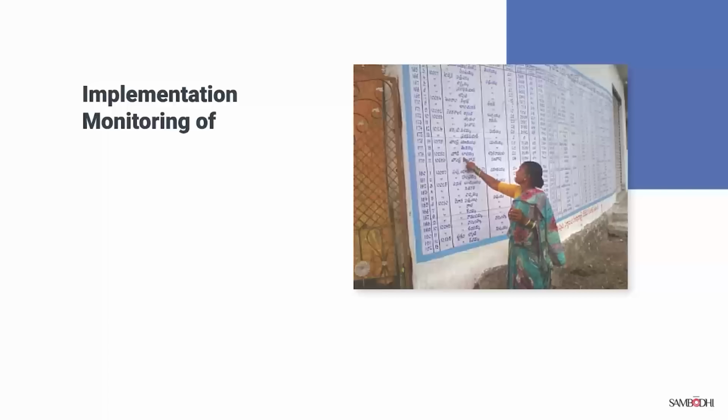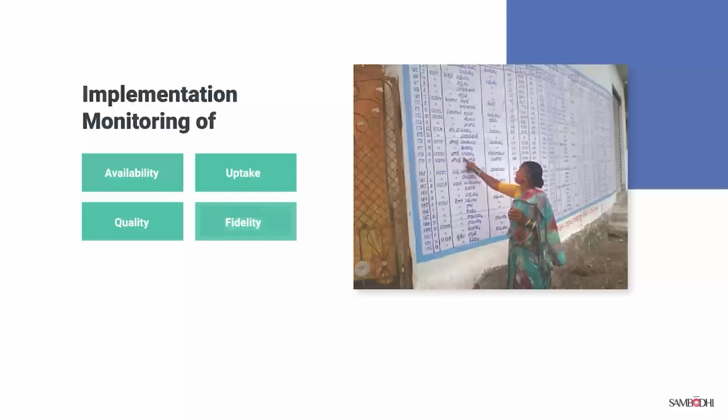There are certain indicators that are used to monitor when it comes to implementation monitoring, such as availability, uptake, quality, fidelity, and compliance, depending on the study or program.